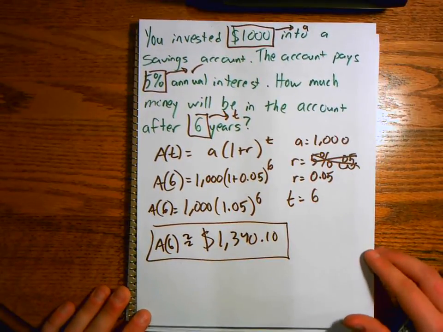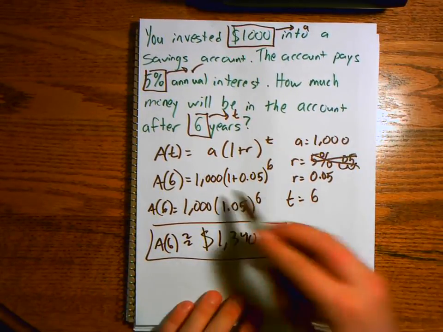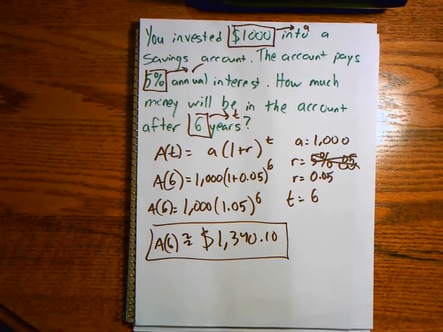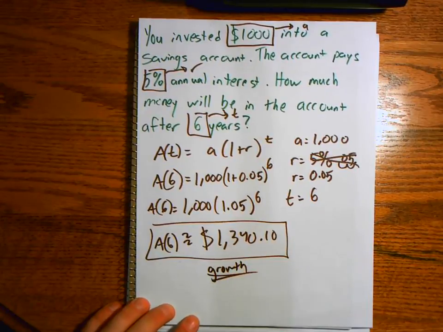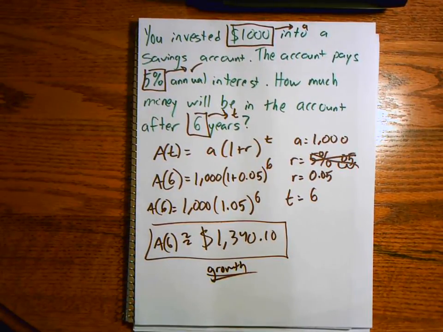And since we started out with $1,000 and we ended up with more, that means this is an exponential growth. We ended up with more money than we started out with. That's usually how savings accounts work.